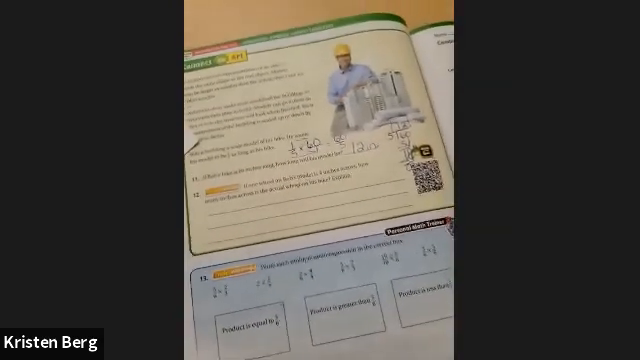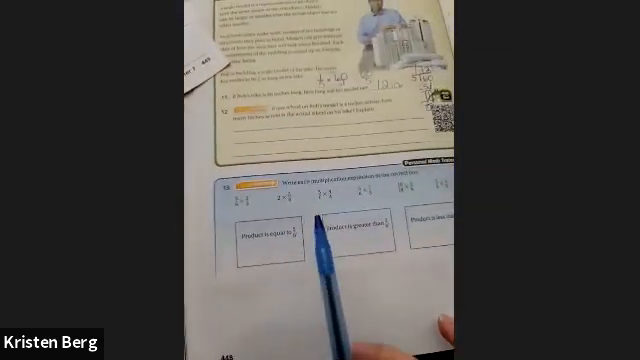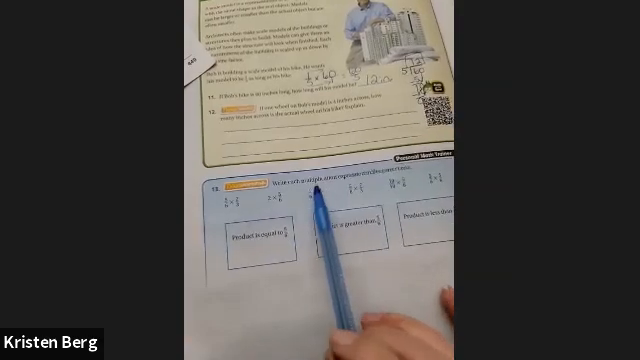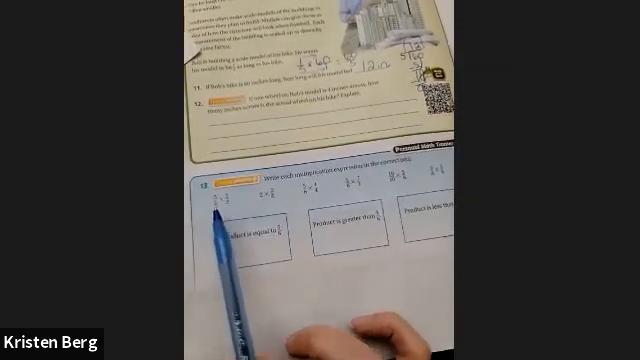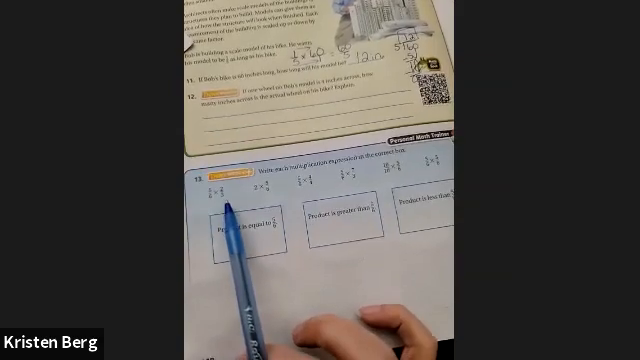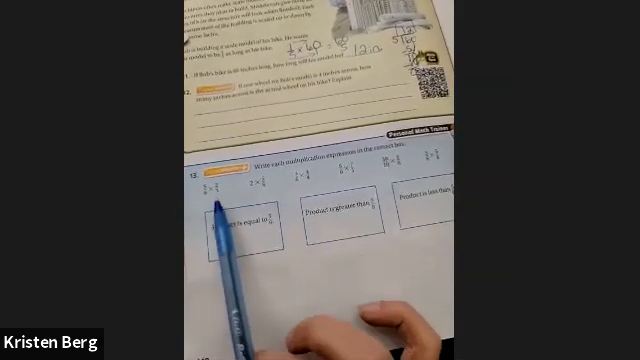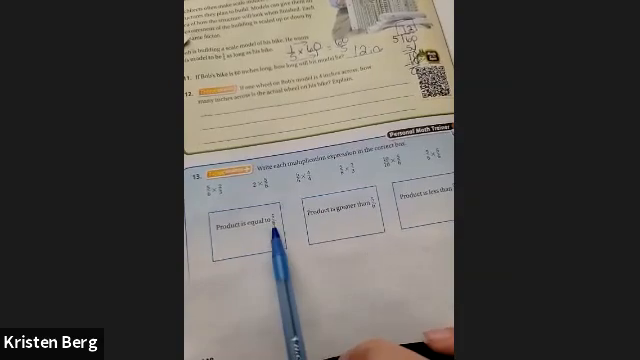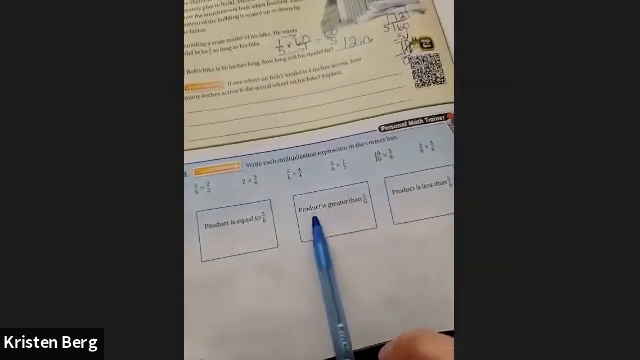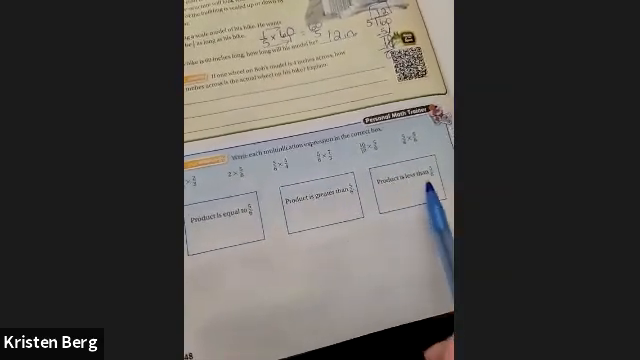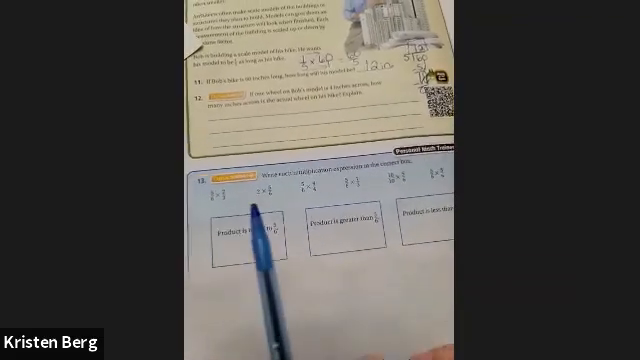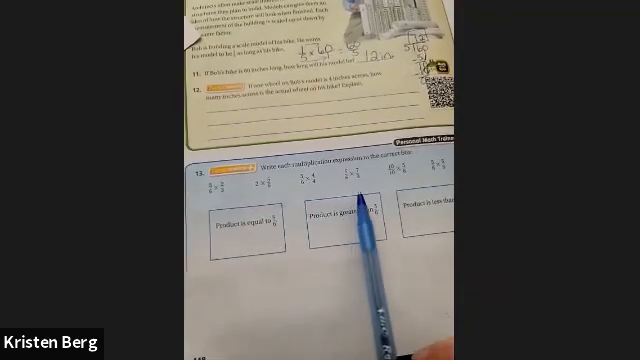Okay, so next one. They want you to write each expression, so this whole expression, into the correct box. So I do want you to try this on your own. It's wanting to know 5/6 times 2/3. Will the product of this be equal to 5/6, greater than 5/6, or less than 5/6? So they want you to do all of this. So try all of these and see where they would be.